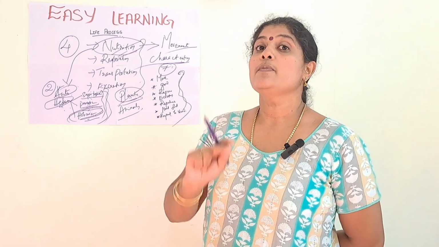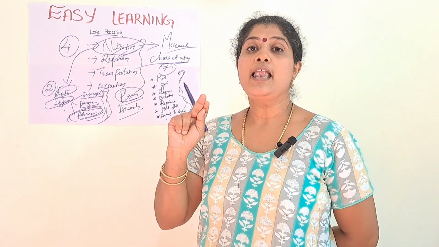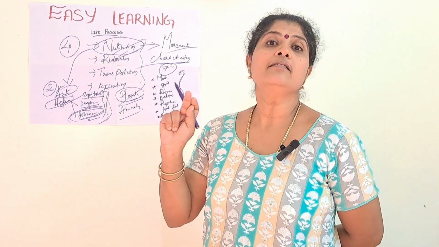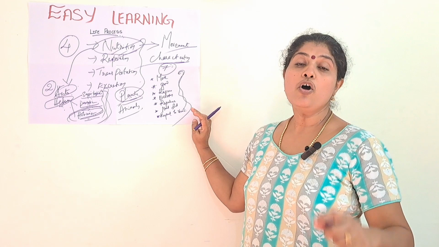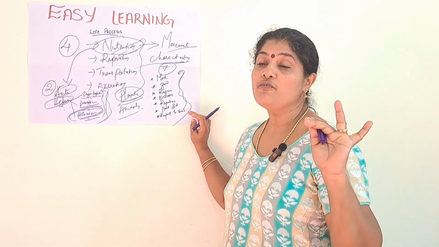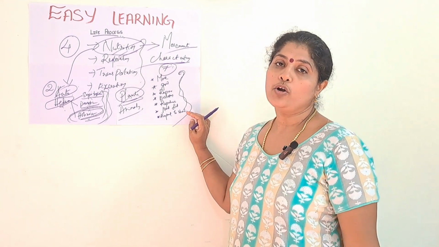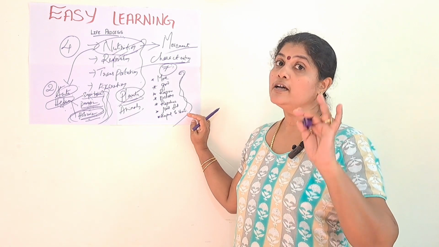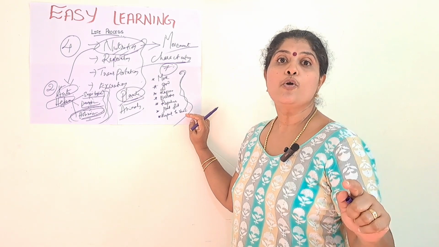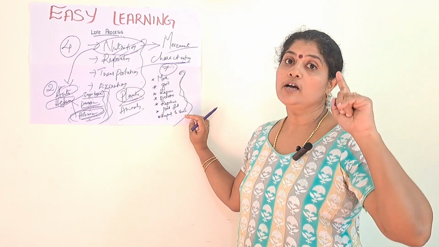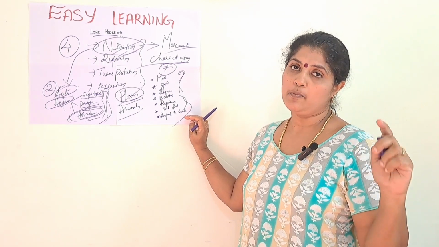The second step is the conversion of light energy into chemical energy and the breaking down of water into hydrogen and oxygen. So that is the second step. And the third step is the reduction of carbon dioxide by hydrogen to produce carbohydrate.